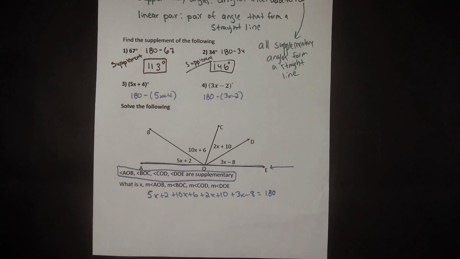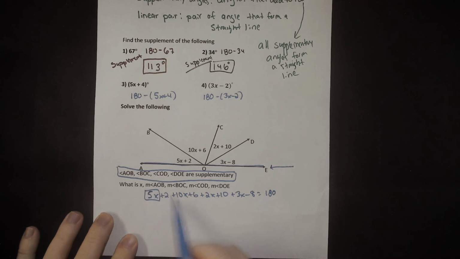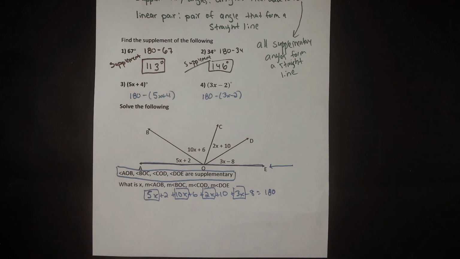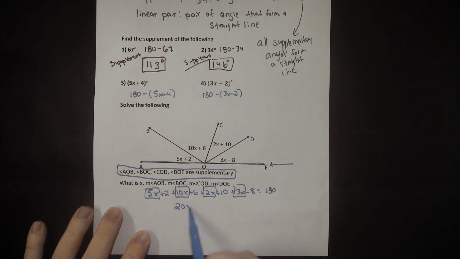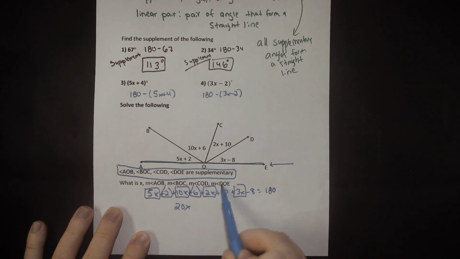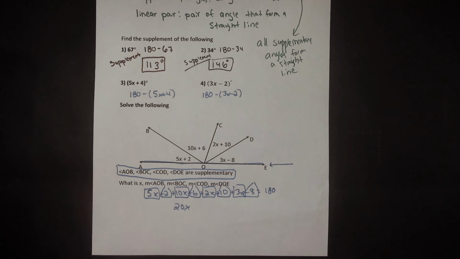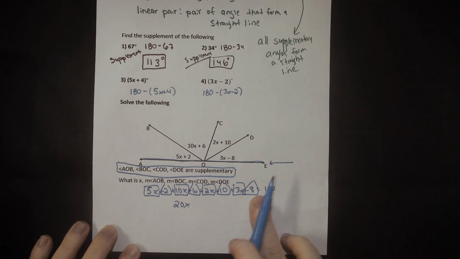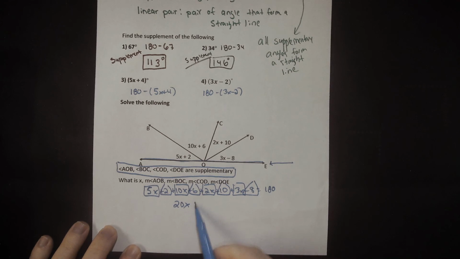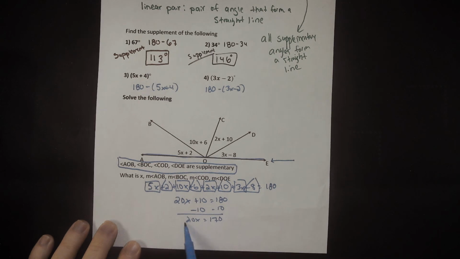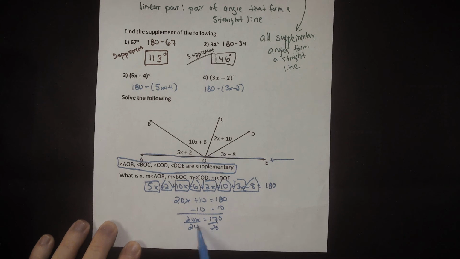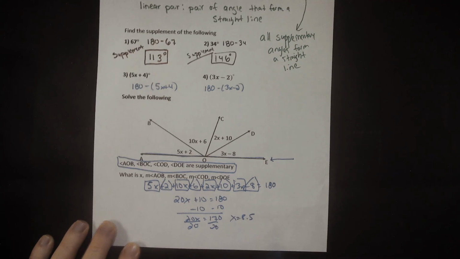Okay, so let's see. 5x, 10x, 2x, 3x. So 15x, 17x, 20x. And then 2, 6, 10, minus 8. So 2 and 6 make 8, which I can then subtract to cancel it out, and then I would get plus 10 equals 180. Subtract 10, and yeah, this one's going to come out to be a decimal too, but it's not a bad decimal. I'm going to divide by 20, and I'm going to get x equals 8.5.